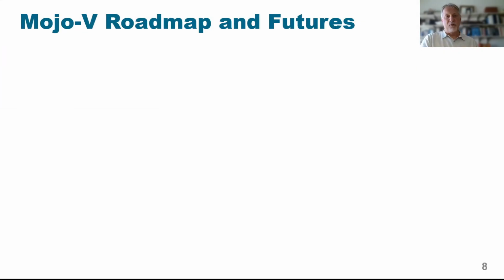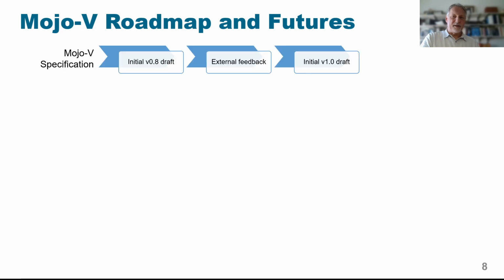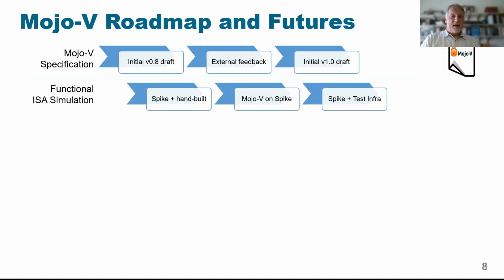So we are building Mojo-V, and I want to show you the roadmap. One of the things we're building is a specification for this instruction set. We have a draft that we'll be releasing soon for external feedback. The draft includes the secret register semantics, the load store semantics, the key management infrastructure of the design, and the microarchitectural considerations of this design.